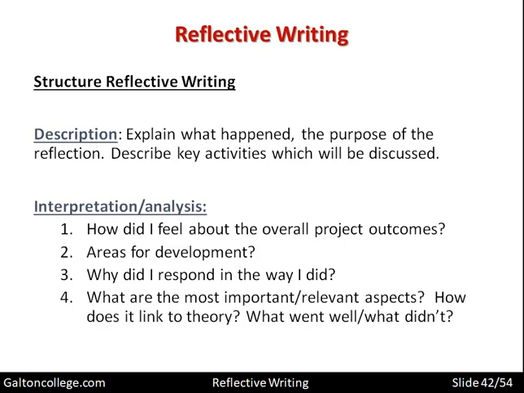And what are the most important or relevant aspects? How does it link to theory? What went well and what didn't? In other words, always try to use a theory to explain the data. Otherwise we tend to be very descriptive. We're just describing, we're not analyzing, we're not talking about what the data or what the facts are telling us. What we need to know is, why are the facts the way they are? What's the data really telling us?